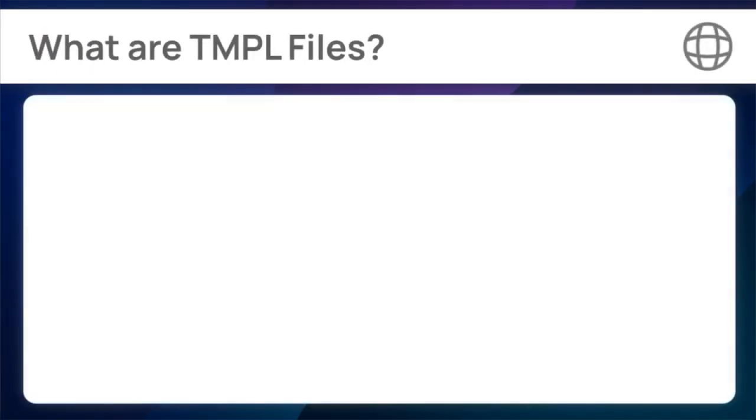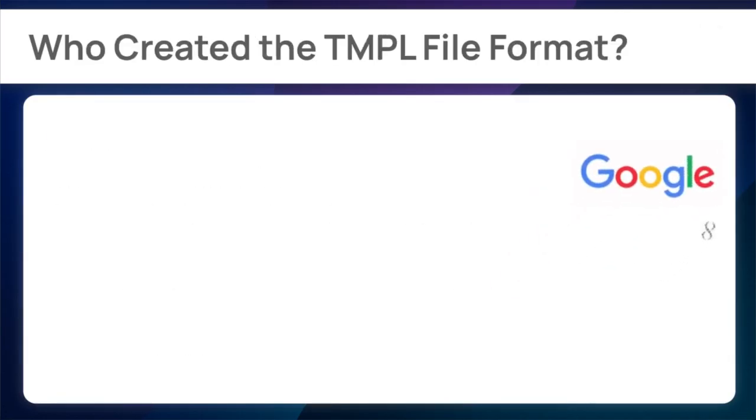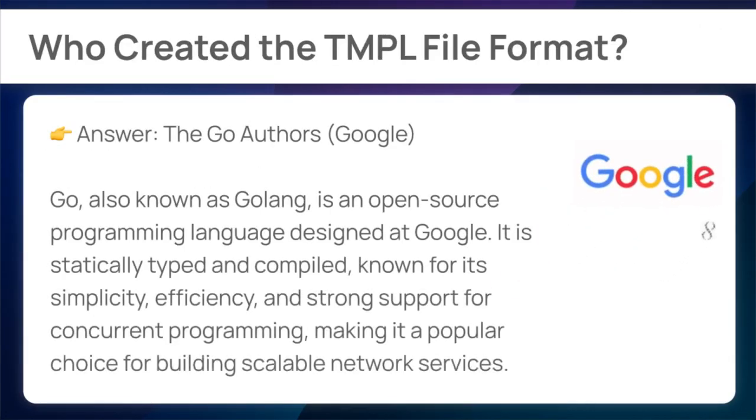A .tmpl file is a template used by the Go programming language's HTML template package to generate dynamic HTML content. Developers use these files to separate presentation logic from application code, embedding placeholders and control structures that are populated with data at runtime to create web pages.